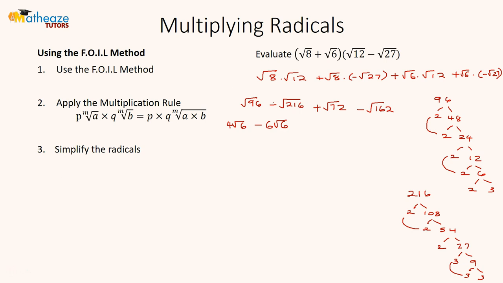So this is going to give you 6 square root of 6. Let's look at 72. 2, 36. We can stop here and say this is going to be 6 square root of 2. And then 162. Let's decompose. We have 2 and 81. So this is going to give us 9 square root of 2. So 4 minus 6, negative 2 square root of 6. 6 minus 9, negative 3 square root of 2.